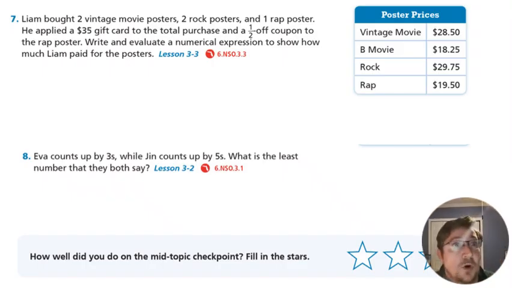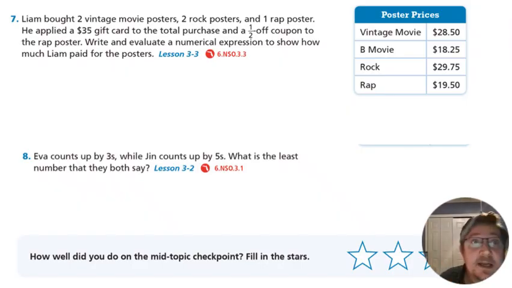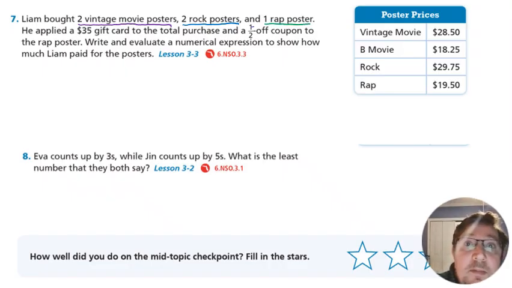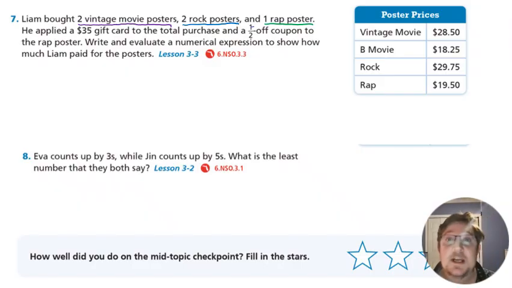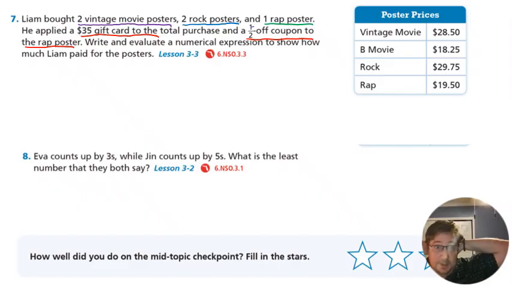All righty, we have 2 more questions and then just a question or two for the last slide. That's not part of this review, but you need to know it, trust me. All right, 7. Liam bought 2 vintage movie posters, and then he got 2 rock posters, and he got 1 rap poster. He applied a $35 gift card to the total purchase, and he had a half off coupon for the rap poster. That's a pretty good deal. Now it says, write and evaluate a numerical expression to show how much Liam paid for the posters.